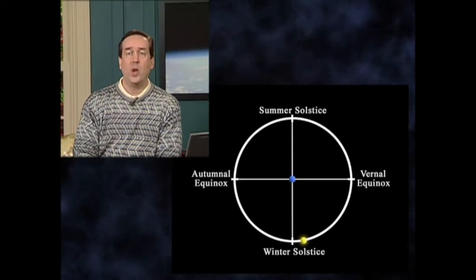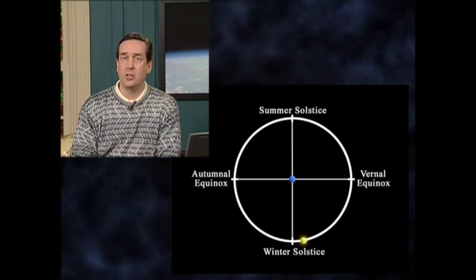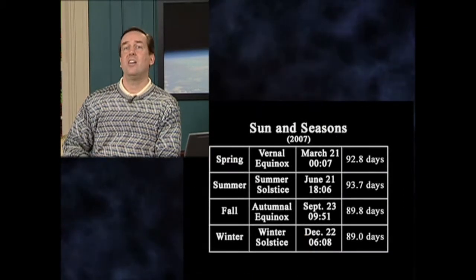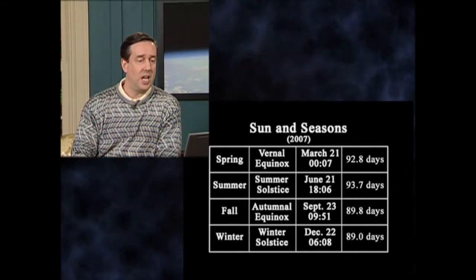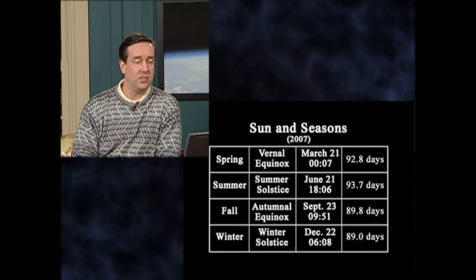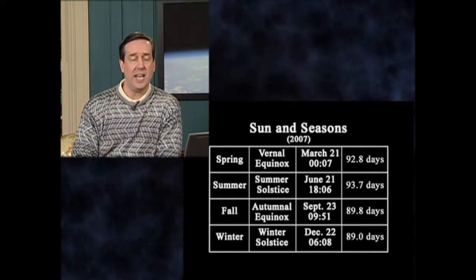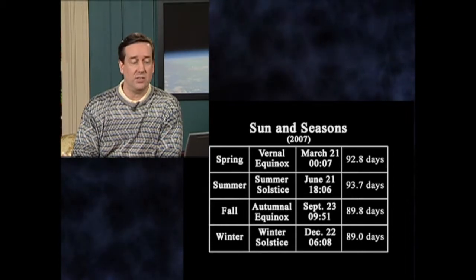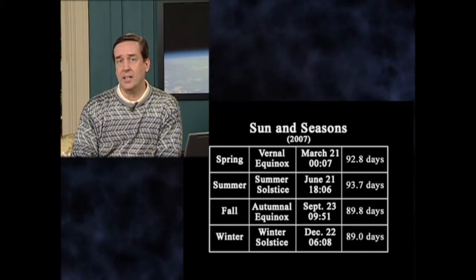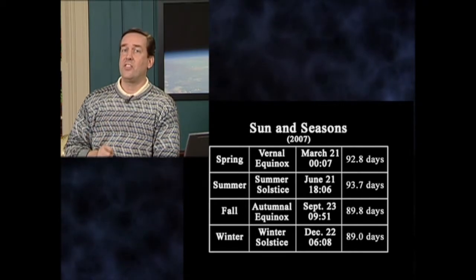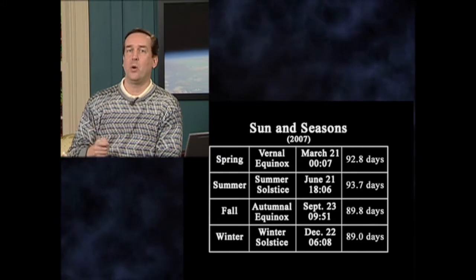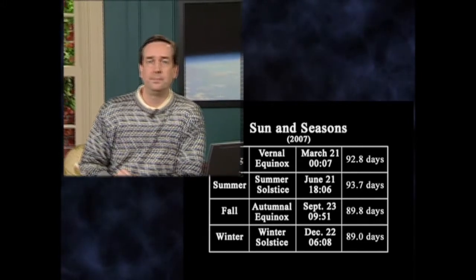However, when you look at the measured time for the seasons, you can see that they are not the same. In this table, I've added in the length of the seasons, and spring is 92.8 days, summer is 93.7 days, fall is 89.8 days, and winter is 89 days. The length of the seasons is not the same, and therefore the sun cannot be going through uniform circular motion.